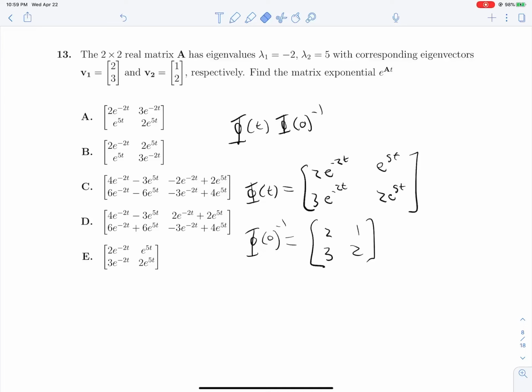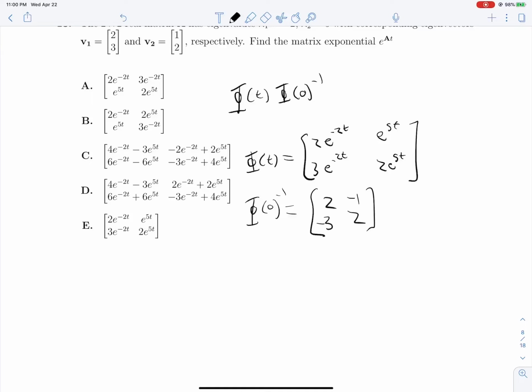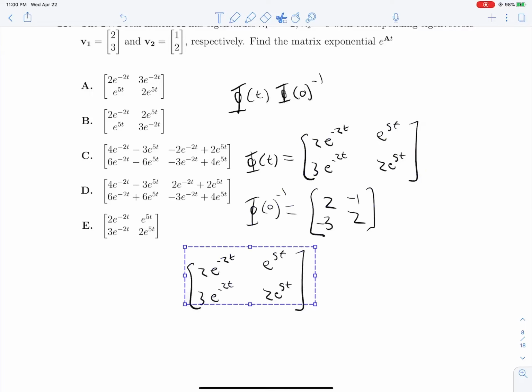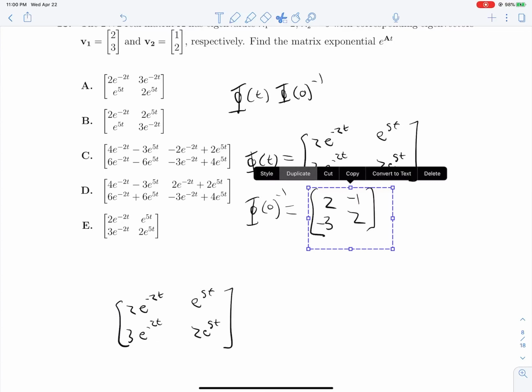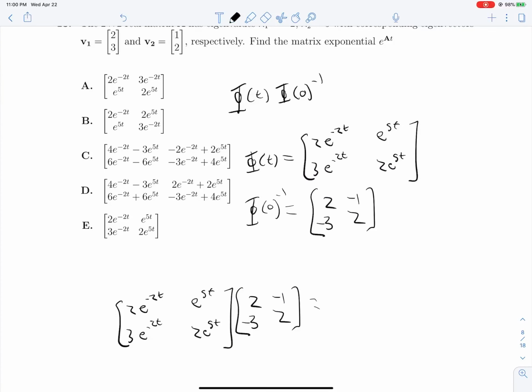And taking the inverse of a 2 by 2, the other thing we have to do is change the signs on the off-diagonal terms and flip the main diagonal. So computing this, multiplied by this, we should have our matrix exponential. This will be another 2 by 2, although it'll be a little bigger.